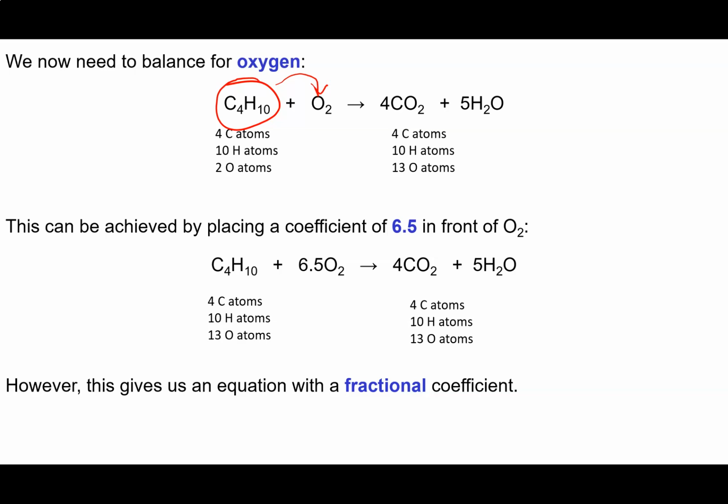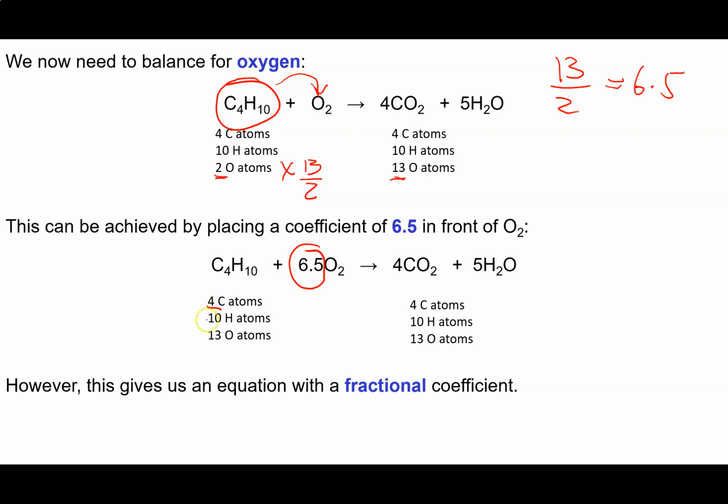So when I look at my O2, I see that I've got 2 oxygen atoms on the left, and I've got 13 oxygen atoms on the right. So how am I going to get 2 up to 13? Well, I'm going to have to multiply it by 13 on 2. 13 on 2 is just the same as 6.5, by the way. All right, so I'm going to have to put a coefficient in here of 6.5. So everything looks good now.